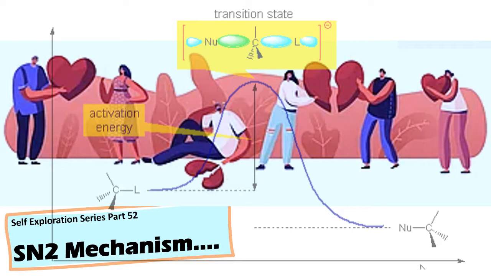SN2. Chemistry people will identify it right across. These are types of substitution reactions, SN1 and SN2. Types of substitution reactions in organic chemistry. Substitution is one replaces the other.